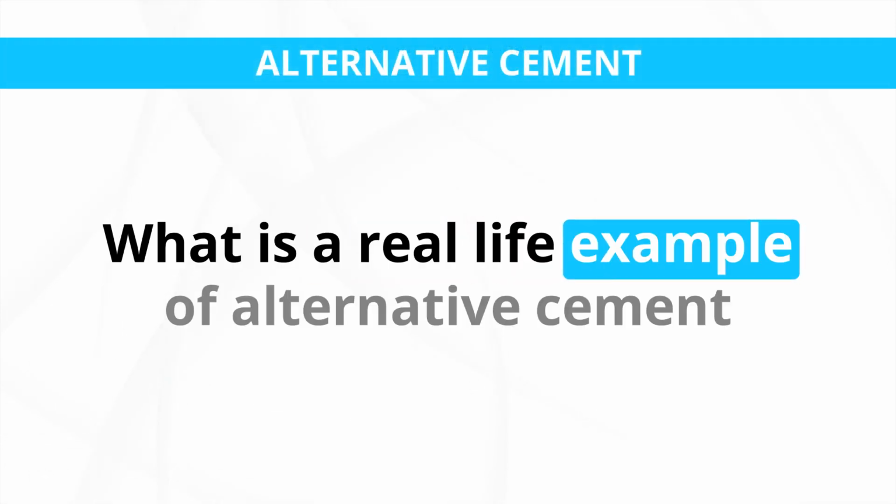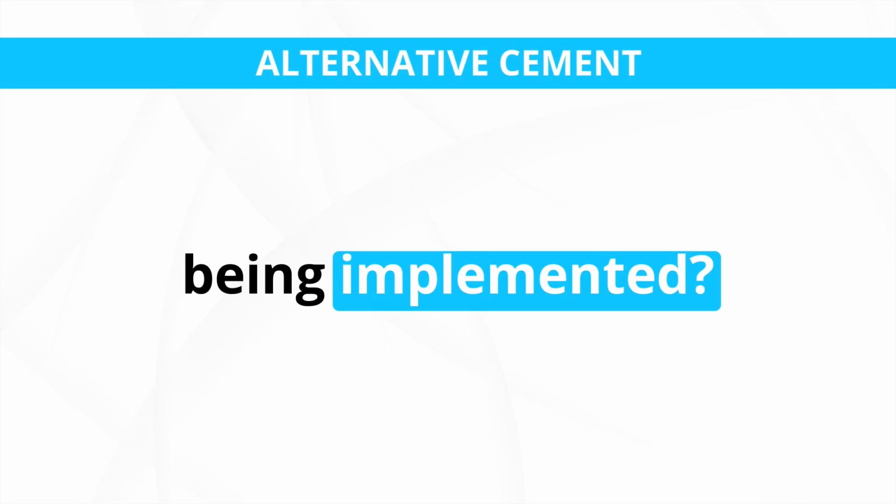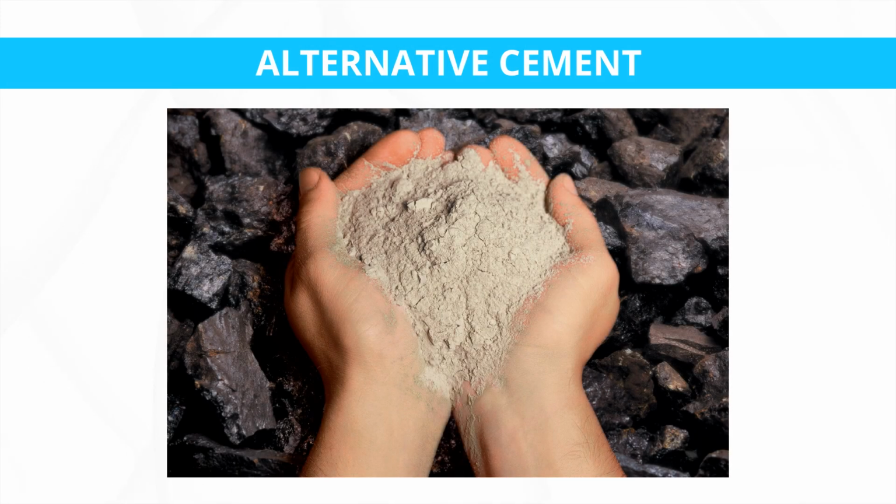What is a real-life example of alternative cement being implemented? One example of alternative cement implementation is the use of fly ash and blast furnace slag as partial replacements for Portland cement in concrete production. This practice has been adopted in various construction projects to reduce the carbon footprint of concrete.